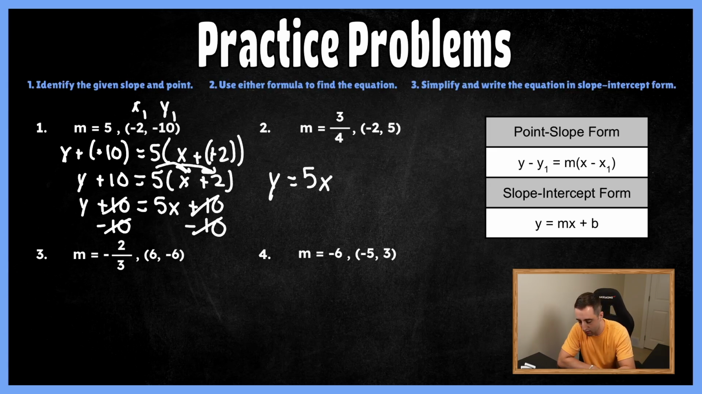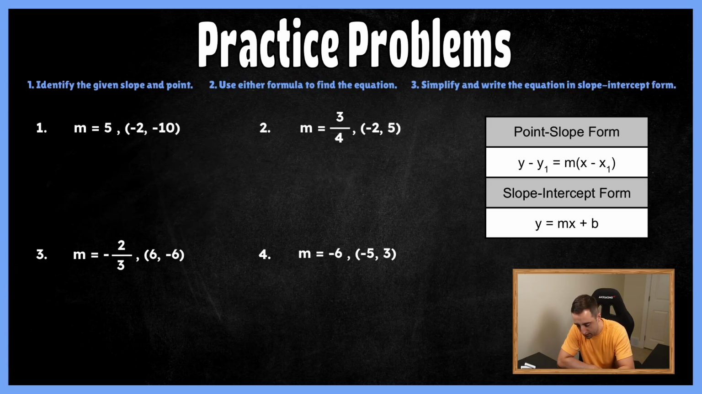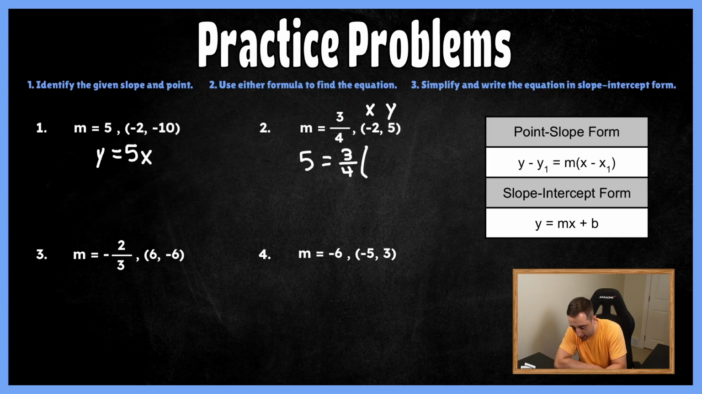Now let's go ahead and tackle number 2, and we are going to utilize slope-intercept form for this one. So let's get rid of all this. This is y equals 5x. And then for number 2, we're just going to change gears and use slope-intercept form. So for our ordered pair, this will be x. This is y. Let's plug it into slope-intercept form. That'll be 5 equals 3/4 for m, or our slope, times x, which is negative 2 in parentheses. And then we have that plus b that we're solving for, which is our y-intercept.